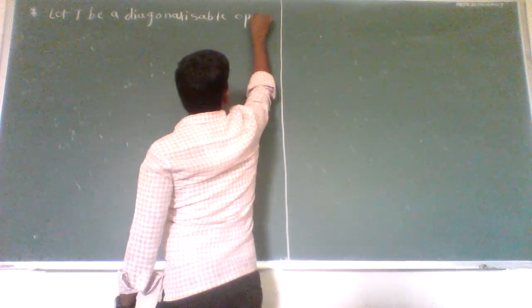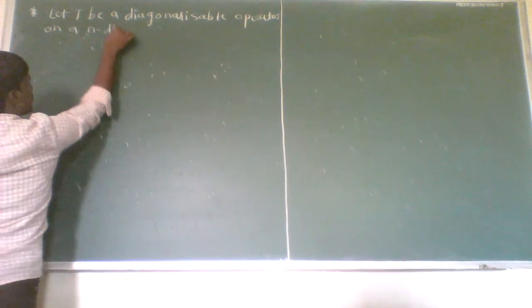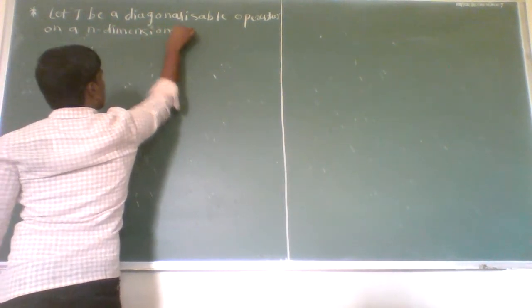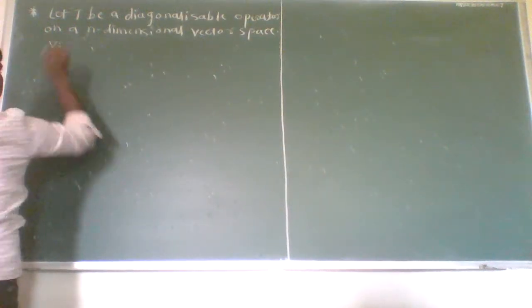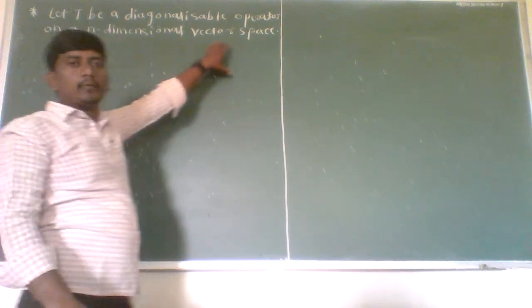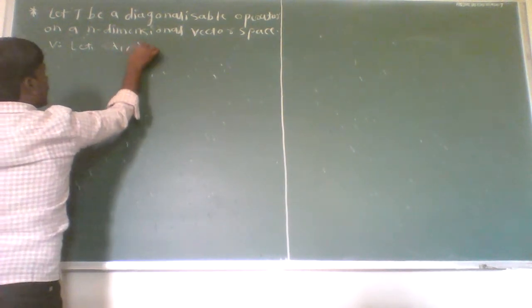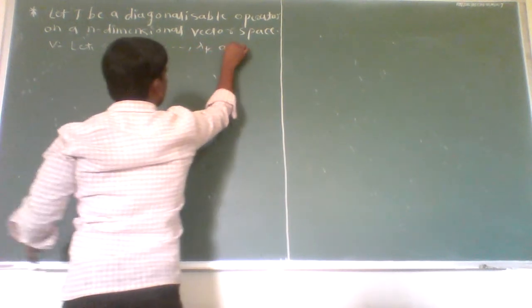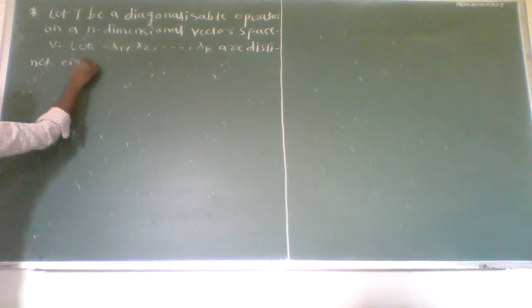Let T be a diagonalizable operator on an n-dimensional vector space V. So here, given that T is a diagonalizable operator on an n-dimensional vector space V, let lambda 1, lambda 2, up to lambda k be the distinct eigenvalues of T.